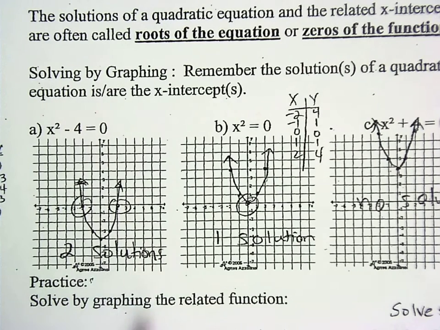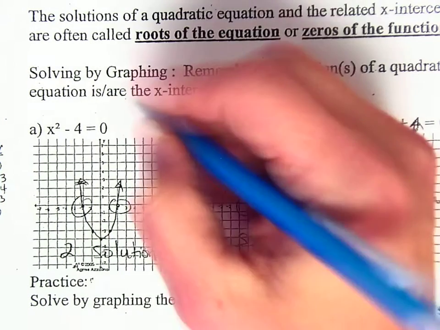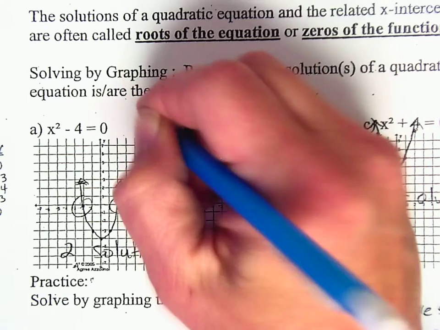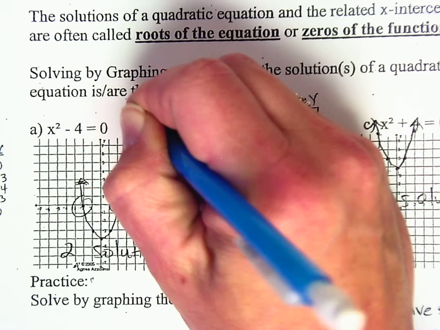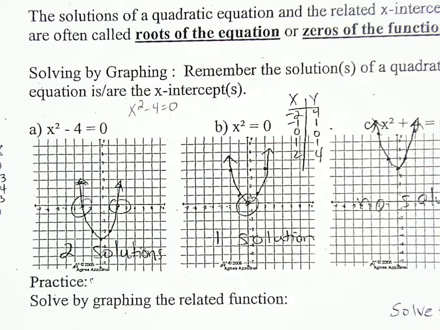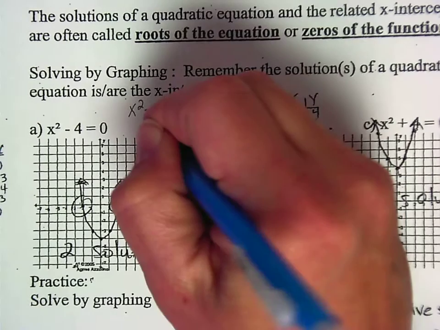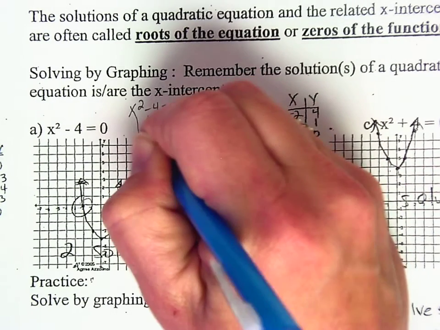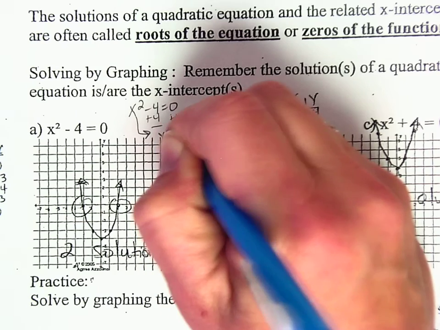Let me show you something. If we actually took a look at this and we solve this mathematically, it says x squared minus 4 equals 0. Well, let me solve this without graphing. If I have x squared minus 4 equals 0, I could add 4 to both sides, and I'm bringing down my x squared, so I have x squared equals 4.